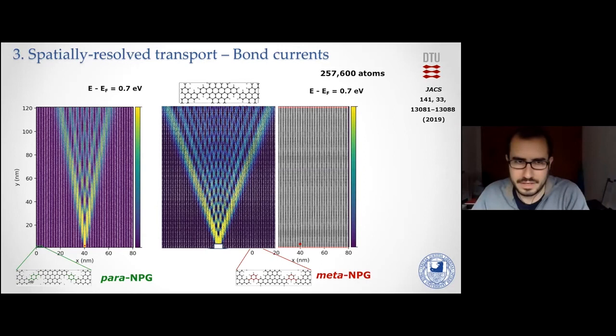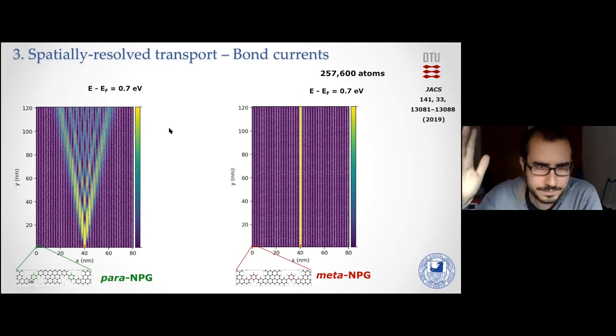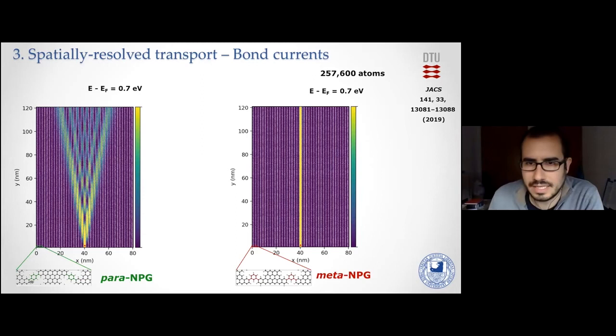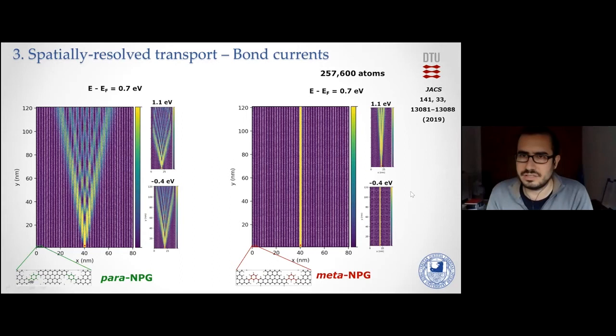Now, what happens with the meta nanoporous graphene where there is quantum interference? Essentially you get a full confinement of currents on a single graphene nanoribbon with a width of 0.7 nanometers. It's really a sub-nanometer confinement of currents. This also works for the valence band, not just for the conduction band. There is a particular energy at the valence band where this also happens. But when you go to much larger energies, then this quantum interference starts to break, and so also in the meta, you start to get spreading between two neighboring graphene nanoribbons.